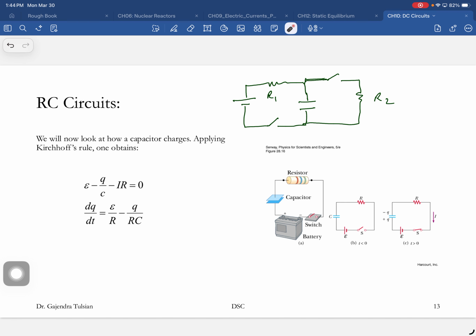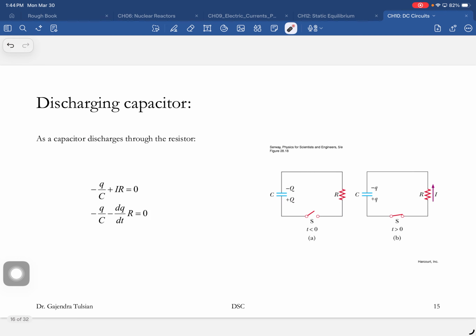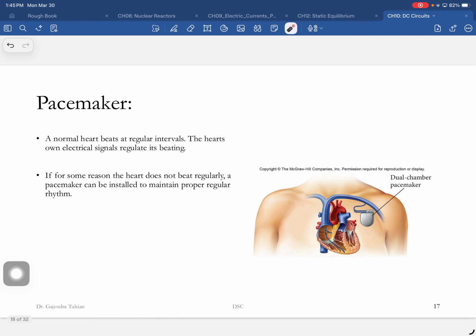This same circuit is used in your flash bulb camera. Close the circuit, charge the capacitor, and then when you're ready to take a picture, close this circuit, and here's your flash bulb. This same circuit is the defibrillator. You close the switch, charge the capacitor, and when you want to jumpstart somebody's heart, you close the switch and pass that current through their chest cavity.